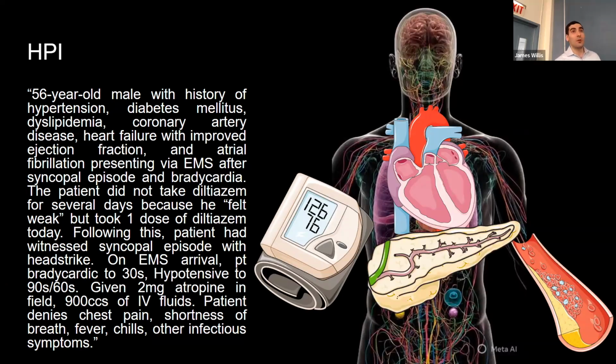And now you're starting to get more of your history. The collateral was from family at this point, who arrived shortly after he did. He did not take his diltiazem for several days and he felt weak. And then this morning he took a dose of his diltiazem, shortly after which he started getting these episodes of syncope and altered mental status. From the notification, you already knew he was bradycardic and hypotensive. And they gave atropine and fluids, but there was really minimal response in his hemodynamics or mental status.